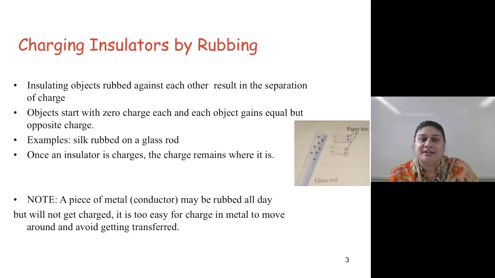So, charging insulators by rubbing. Insulating objects rubbed against each other result in the separation of charge. Objects start with 0 charge each, and each object gains equal but opposite charge. For example, silk rubbed on a glass rod. Once an insulator is charged, the charge remains where it is. Note, a piece of metal conductor may be rubbed all day but will not get charged. It is easy for charge in a metal to move around and avoid being transferred.